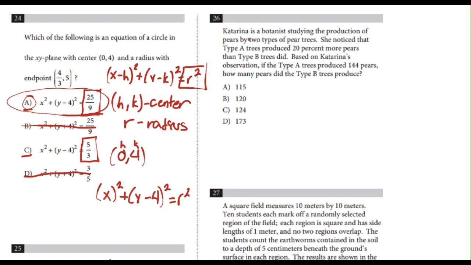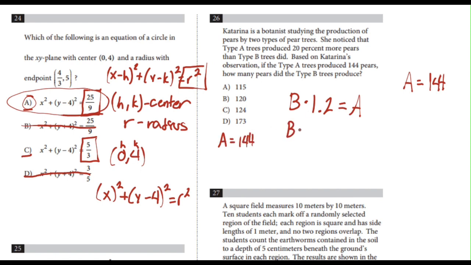Number 26. Katrina is a botanist studying the production of pears by two types of pear trees. She noticed that type A produces 20% more pears than type B. So that means B times 20% more is going to equal type A. Based on Katrina's observation, if the type A tree produces 144, if A equals 144, how many pears did the type B tree produce? So since we know that A equals 144, we can plug that in.